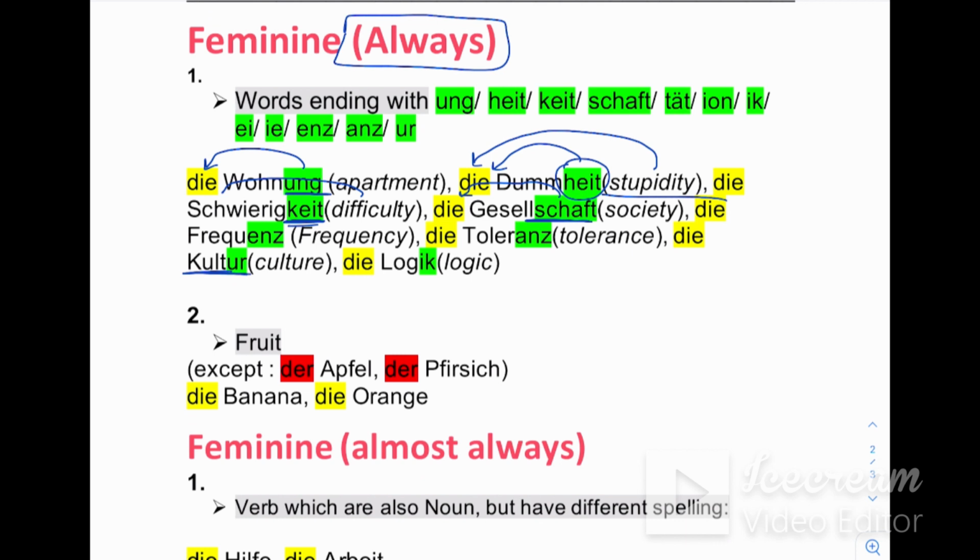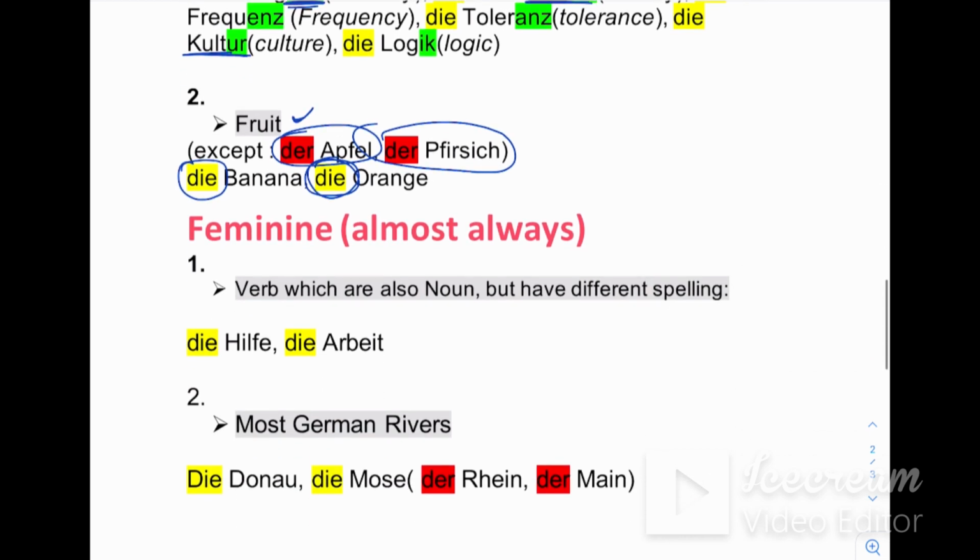Let's move on to the second point, that is fruits. Fruit names, except these two. For example, die Banane, so the ending is die, die Orange, so the article is die. Okay, fruit names. Now again we are going to talk about the feminine article, almost always.